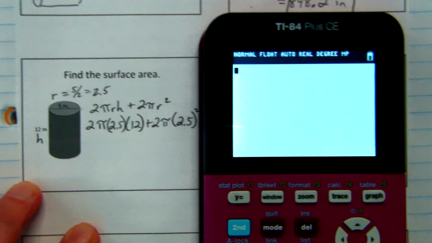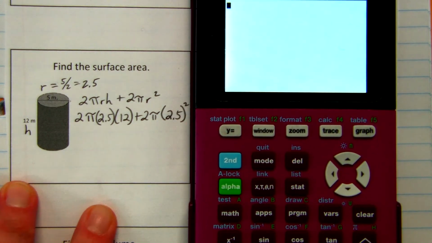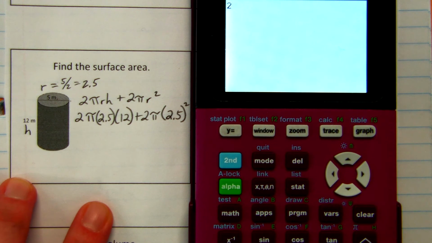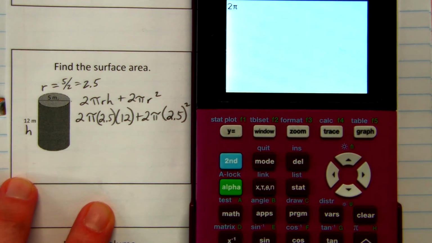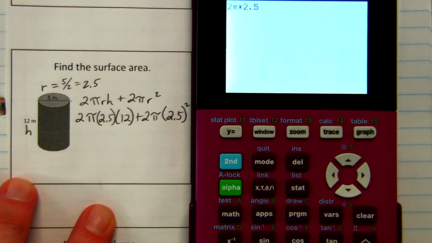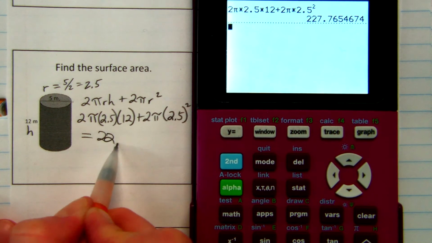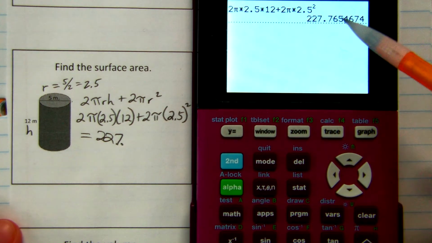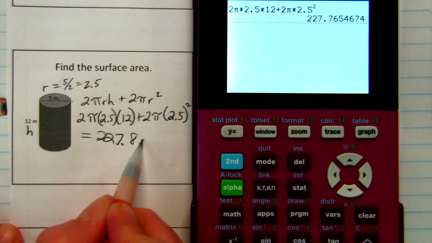So let's go through how to put this in on the calculator. You're going to type 2, and then the pi key is right here. You have to hit your second, and then that, and you get pi. Then times 2.5 times 12 plus 2 times pi times 2.5 squared. Okay, and we get 227. If I want to round it off to tenths, I have 0.76. So that would round up to 0.8. This is in meters, so meters squared.